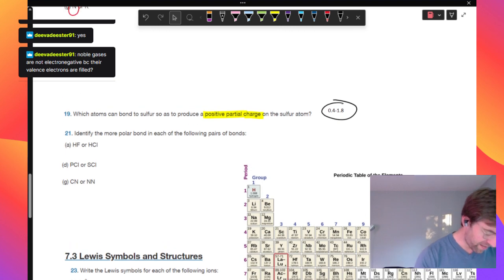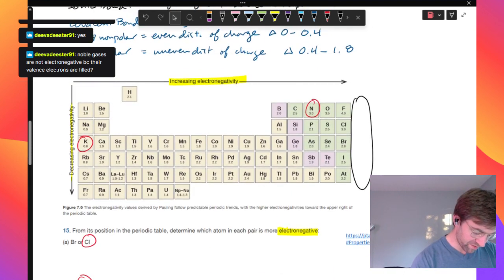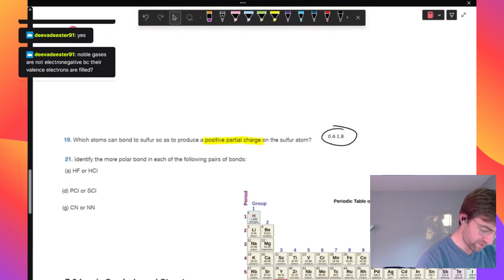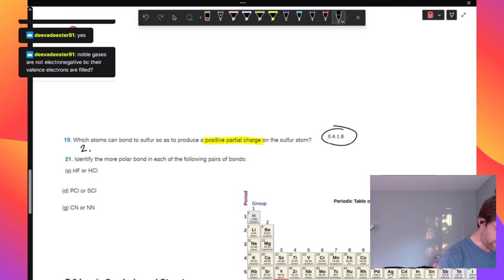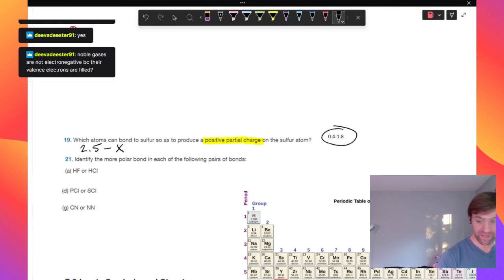All right, so atoms that can bond with sulfur. Let's take a look at sulfur. Sulfur has an electronegativity value of 2.5. So we're starting with 2.5 and we need minus x. I'm going to write this as an algebraic formula, where your answer is going to be a range of 0.4 to 1.8. Make sense?